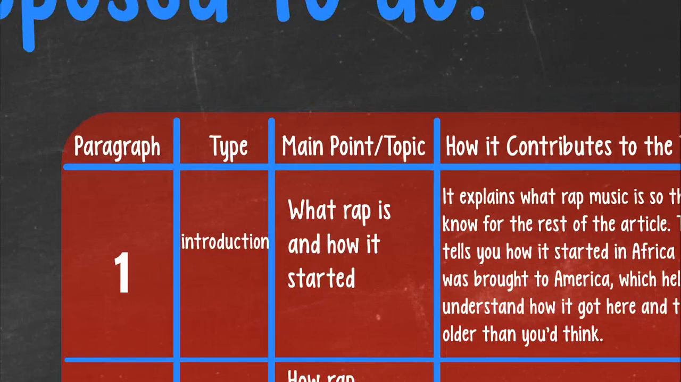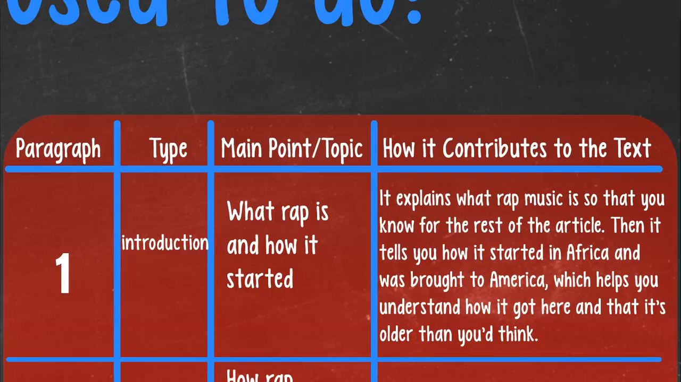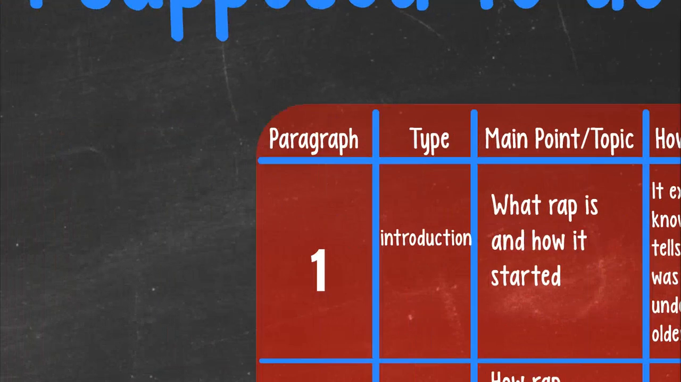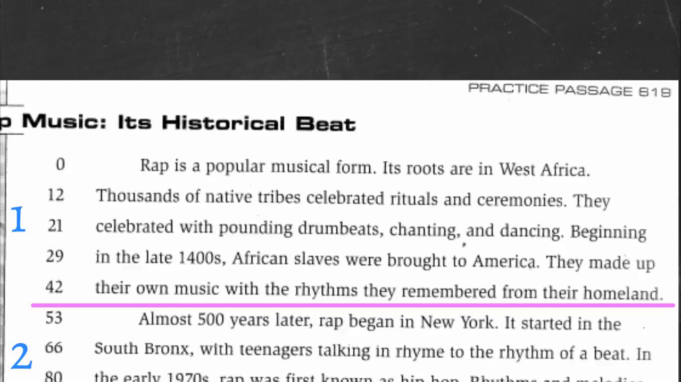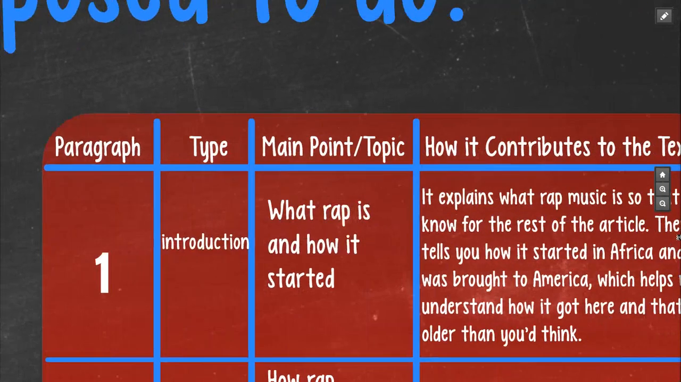Now I'm going to add it on my chart. So paragraph 1, the first thing I've got to do is figure out what type of paragraph it is. Is it an introduction? Is it a body paragraph, a supporting paragraph, or is it a conclusion? Right? This one was an introduction, right? Let's go back and look. Right? It told me what rap was. Rap is a popular music form, and it gave me a little bit of background information about it. So that's why I'm counting this as an introduction paragraph.